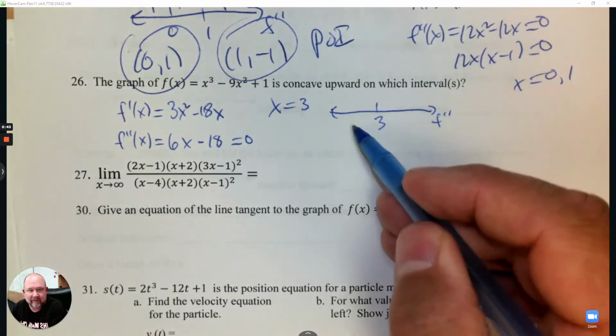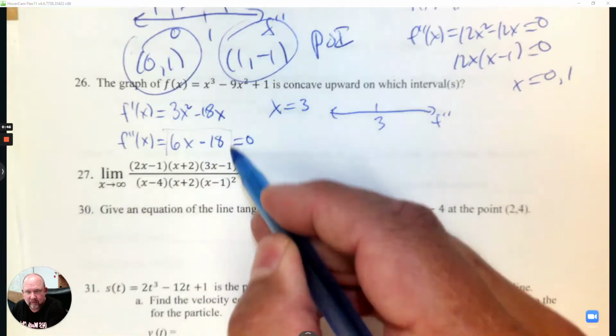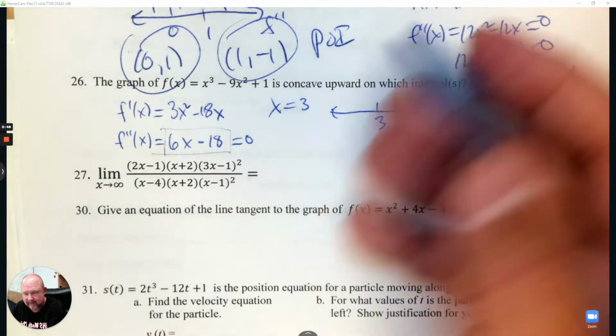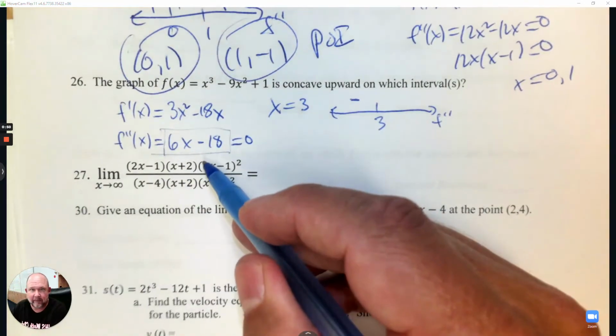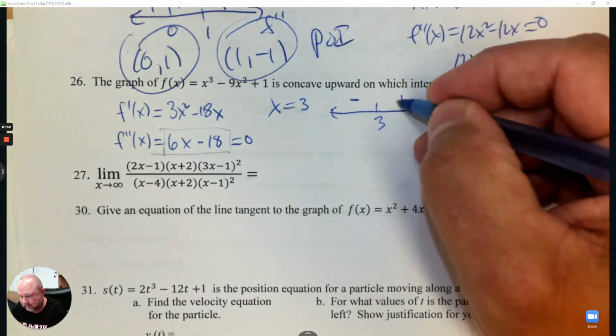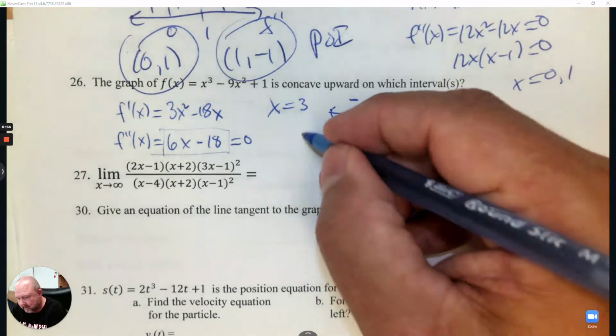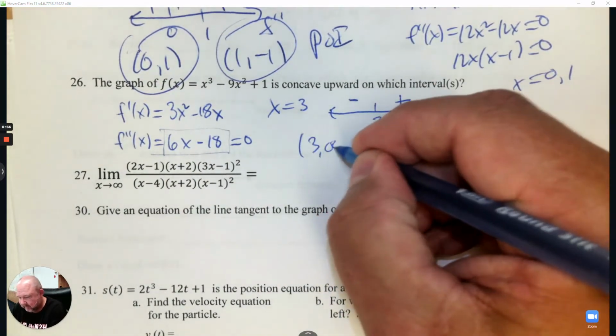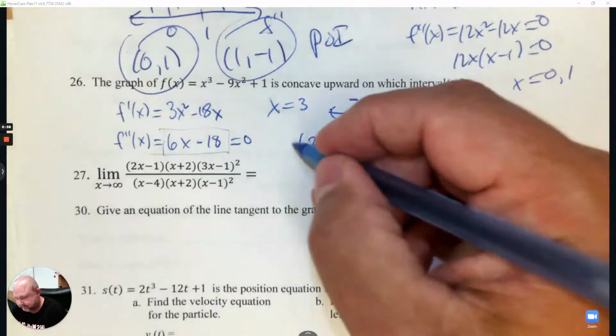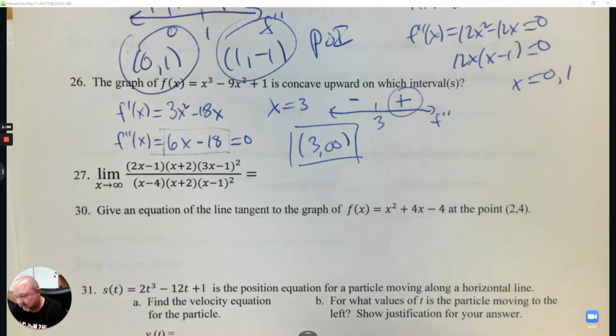Plug in a number less than 3 into the second derivative, like 1 or 2 or 0, and the answer is negative. Plug in a number bigger than 3, and it is positive. So, on what interval is it concave up? And the answer is from 3 to infinity. It's concave up where the second derivative is positive.